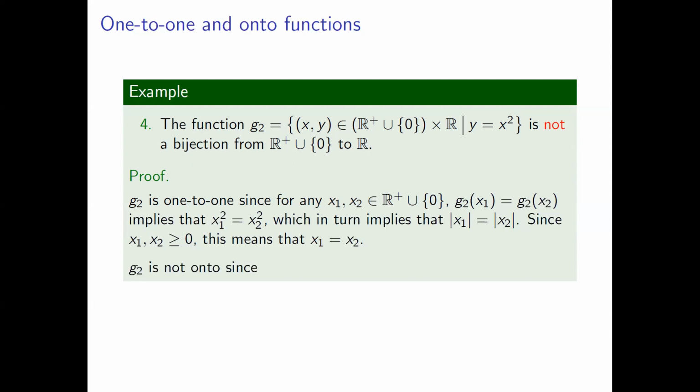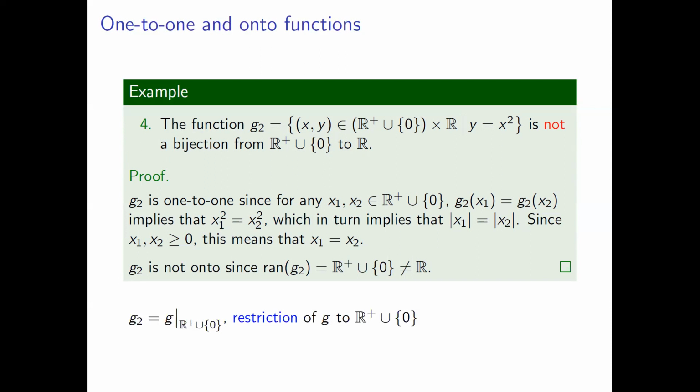However, G2 is not onto since the range of G2 is the set of all non-negative real numbers, which is not equal to the set of real numbers. Observe that G2 is a subset of the function G in a previous example. In particular, G2 consists of all ordered pairs in G whose first coordinate is non-negative. We say that G2 is the restriction of the function G to the set of non-negative real numbers.